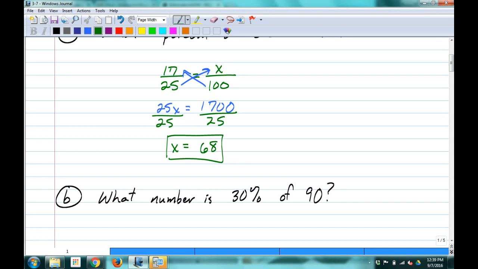So I want you to set them up as proportions and solve them. That's the way I want them done. You may have done it a different way last year. It doesn't matter. This is the way I want them done.